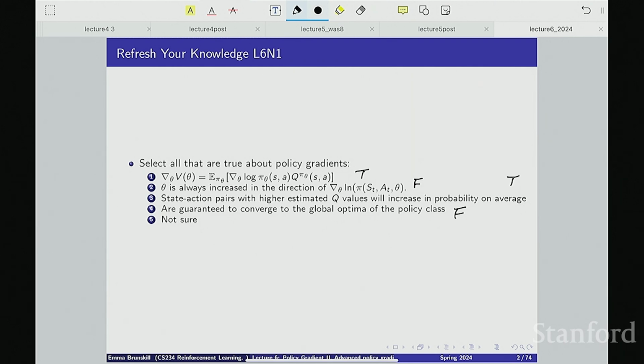That in general, what we're trying to do is we're trying to find parts of the policy space such that when we follow that policy, we visit states and actions which have higher estimated Q function or higher estimated rewards.